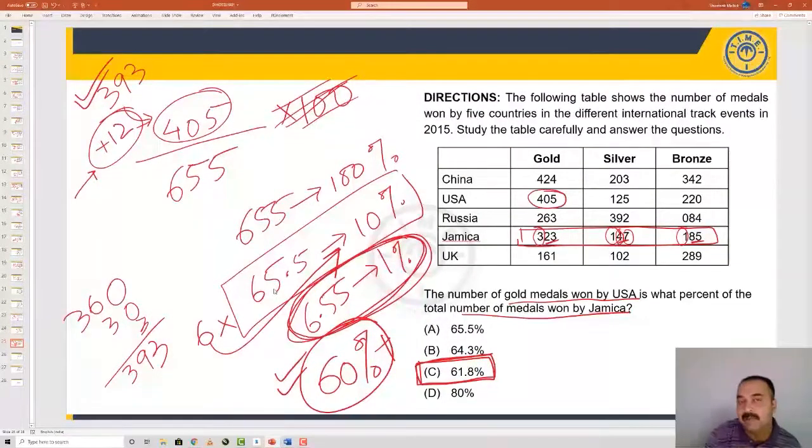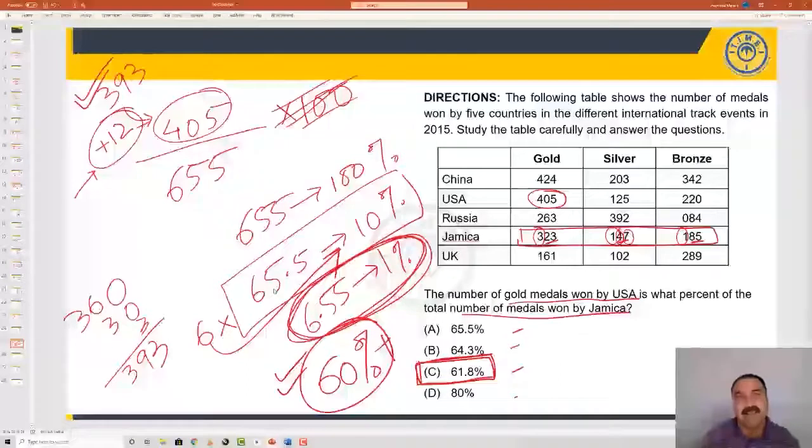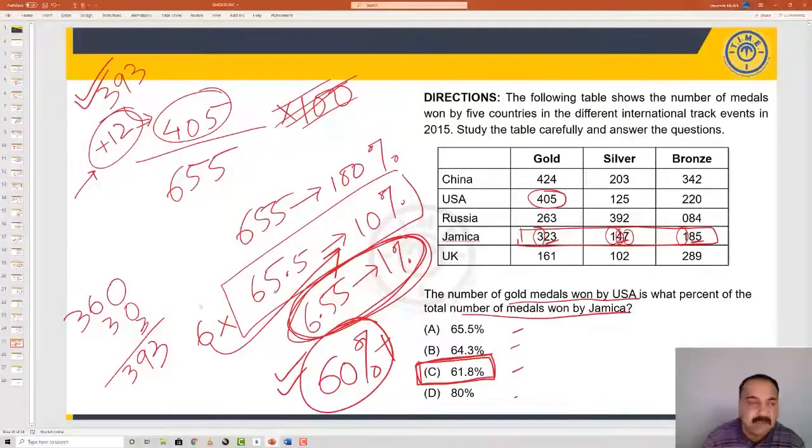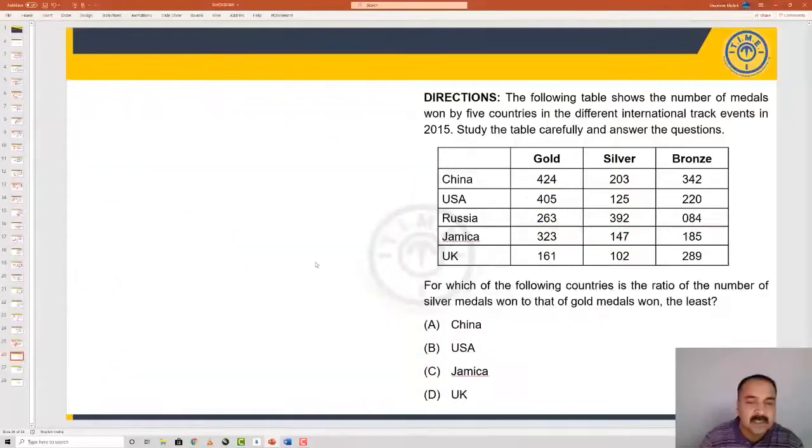This is how we will avoid exact tiring calculations, especially when there is no option mentioned out here called none of these. Therefore, one of them is bound to be true, and they are so well spaced apart, you can be absolutely sure that it has to be 61.8%.